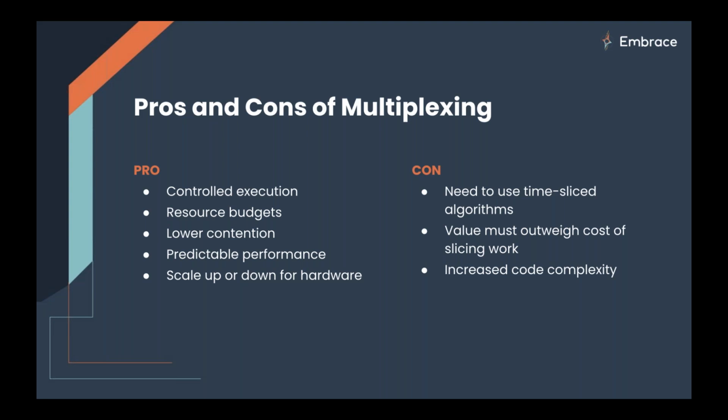You can set resource budgets. You can do background activity and say, if the CPU usage gets over 10%, pause this activity. And if it's less than 10%, maybe run 2 activities in parallel. You lower the contention on the system. You'll get predictable performance again. If your user scrolls too fast, you're not going to suddenly drain their battery with hundreds of image requests because you control it. And you can scale up or down for the hardware you want to run on.